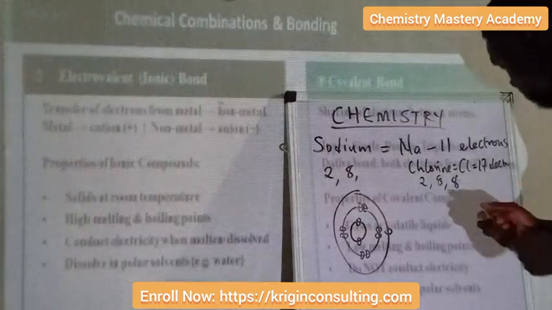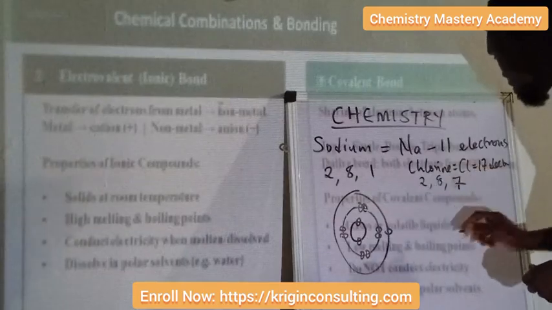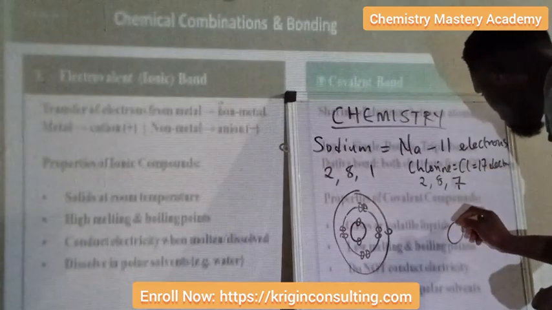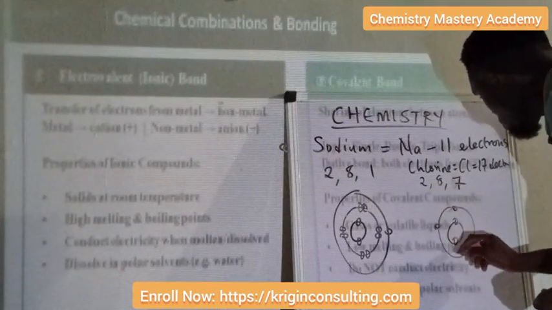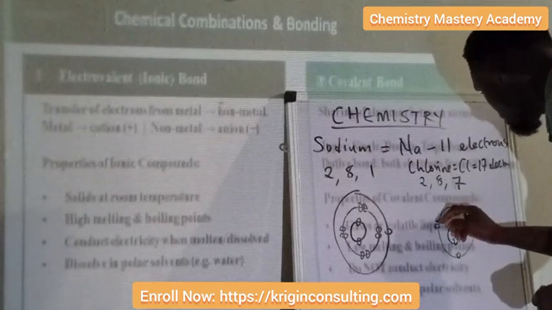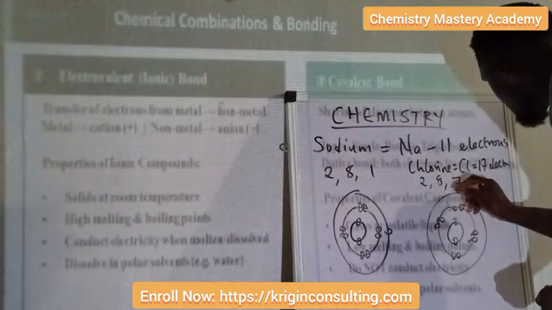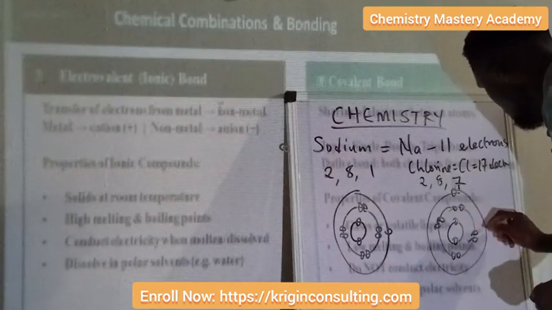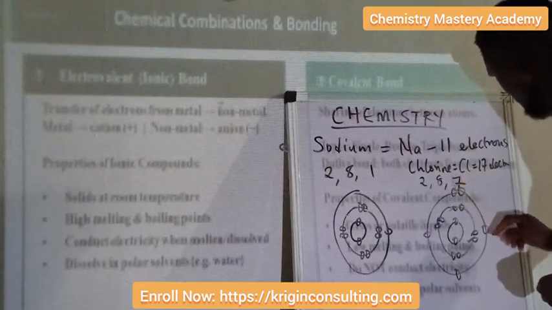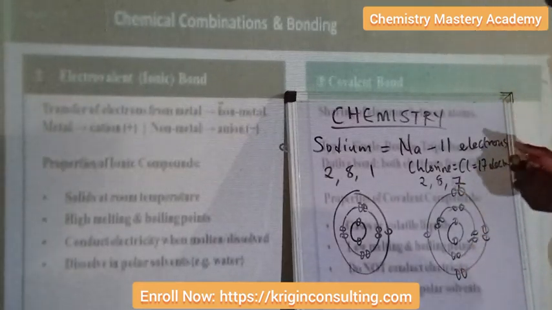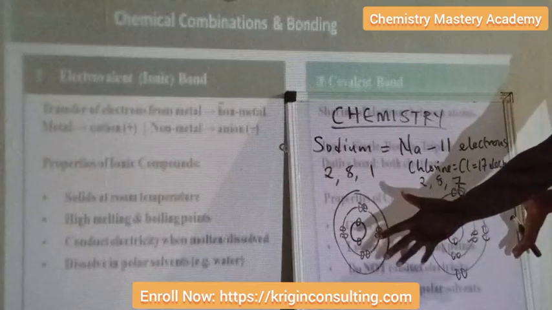Let's draw out the structure now. So let me put this one here back and put this 7 here. So we have first shell has 2, second shell 1, 2, 3, 4, 5, 6, 7, 8. Then third shell 7, 1, 2, 3, 4, 5, 6, 7. Now, electrovalent bonding can take place between these two.